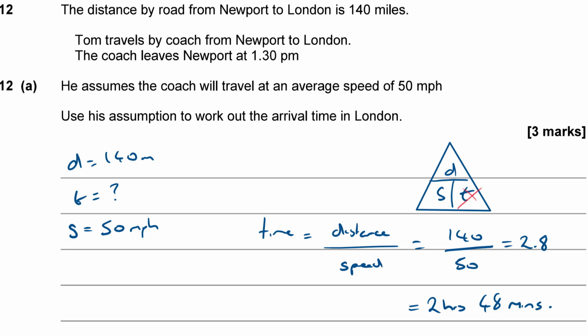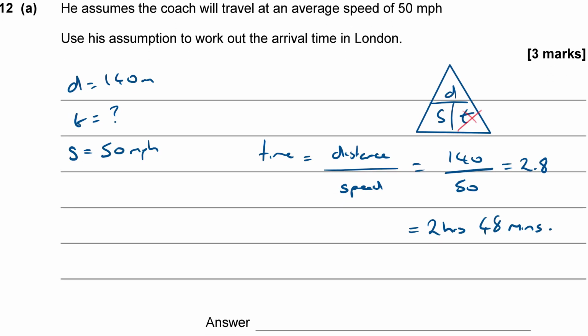Okay, so if we remember, we left Newport at 1:30 p.m. If we're traveling for 2 hours and 48 minutes, I'm going to have to add that time on, aren't I? So 1:30, 2:30, 3:30. 30 minutes takes me up to 4 o'clock, and then I've got another 18 minutes after that to add on. So that's 4:18, isn't it? So 4:18 p.m.